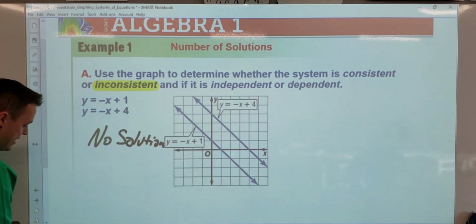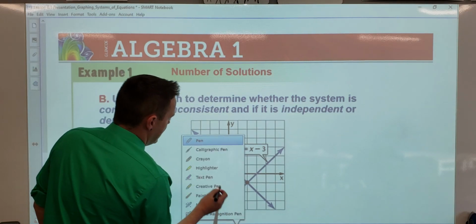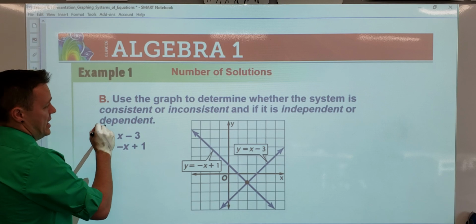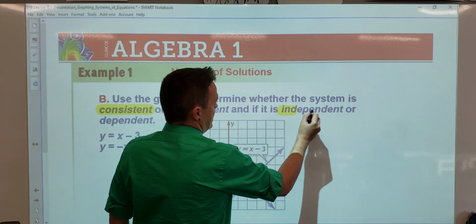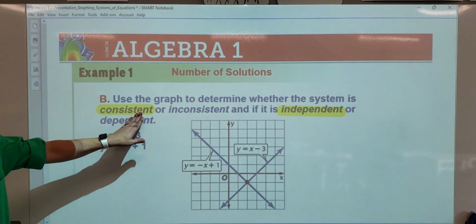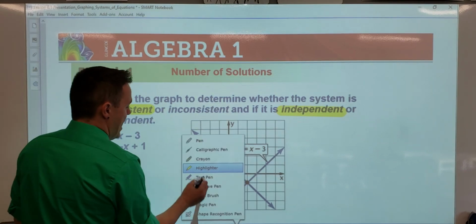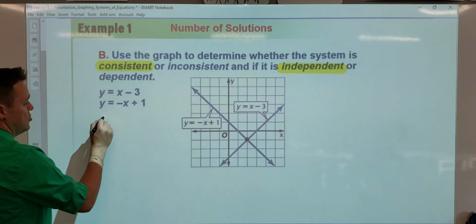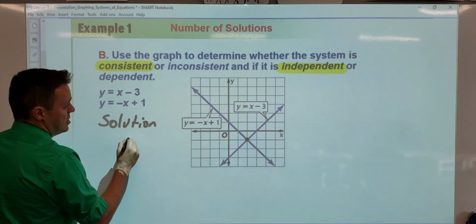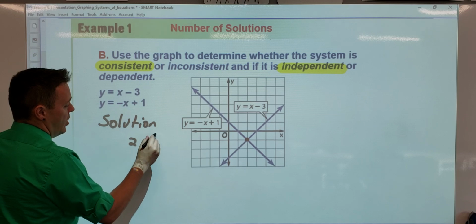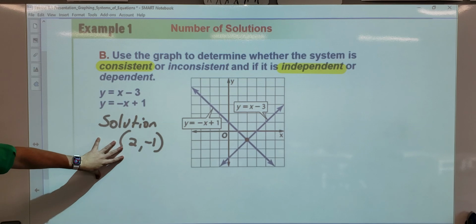The next one would be, now you have an intersection, okay? So your answer would end up being, it is a consistent graph, and ladies and gentlemen, it is independent, okay? Consistent, independent means there is a solution and there is only one. Now what I want you to do is write down the solution so you know what it is. The solution to this equation is (2, -1). Sorry, I had to make sure. Over 2, down 1. That's your solution.